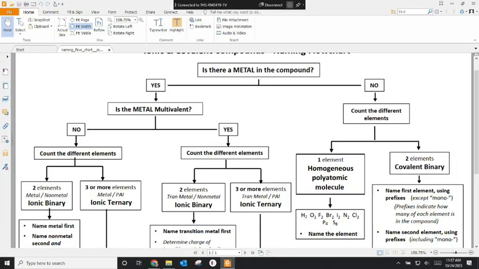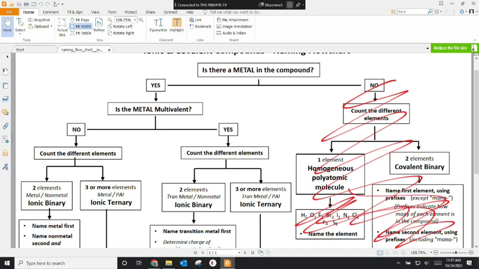So once again, when we're looking at this flow chart to help us name these compounds, for today, I don't want you to do this on yours, but for today, I'm not interested in this right-hand half. That's about what we study in our next unit. So we go straight. We're going to start off by answering this question: Is the metal multivalent?